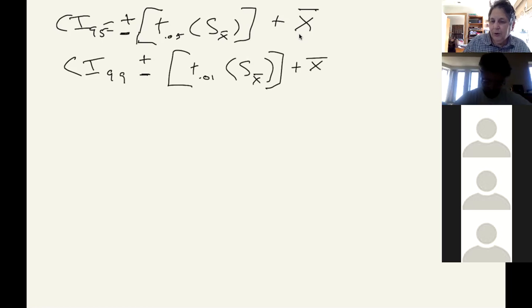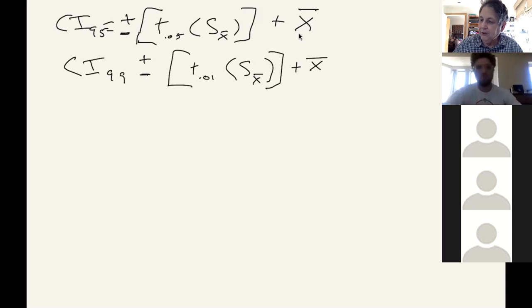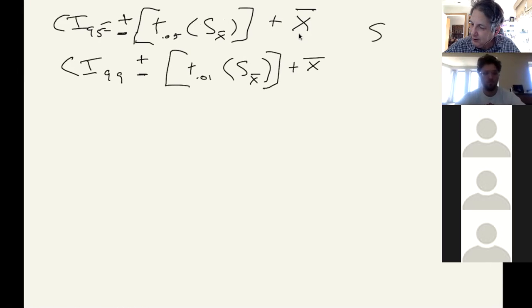All right, so we have almost everything that we need to solve this problem if we know n, the mean, and the standard deviation. But here's the problem. You don't really know what this is, this SX bar. That's a new concept. It's called standard error, and it's equal to the standard deviation divided by the square root of n.